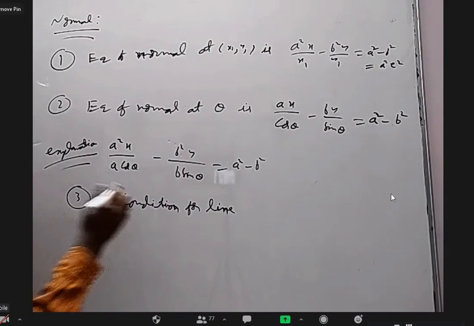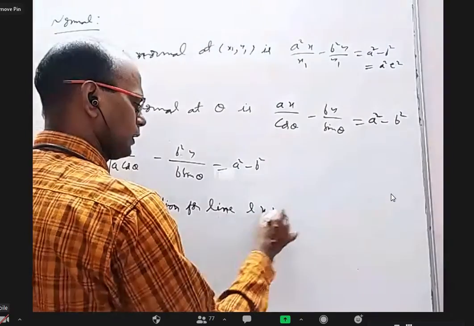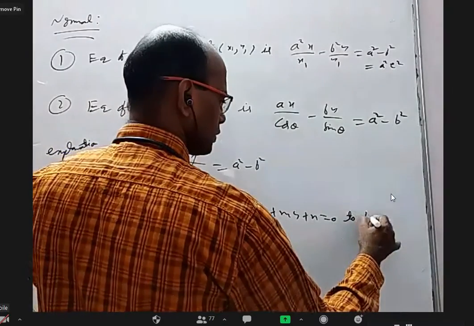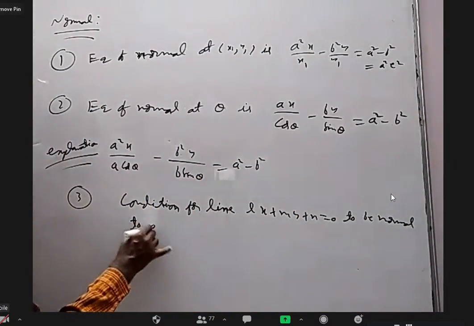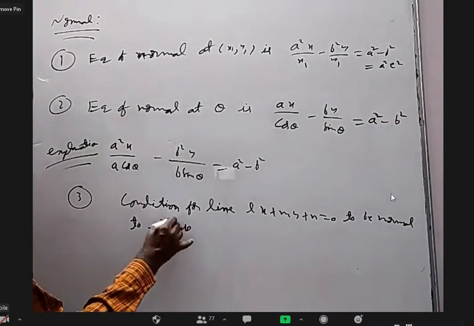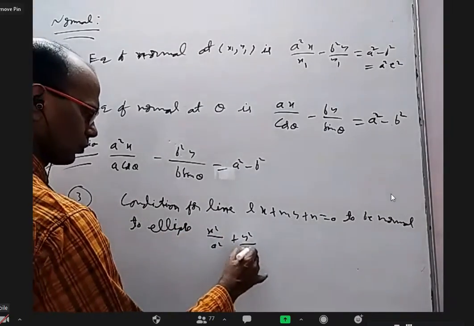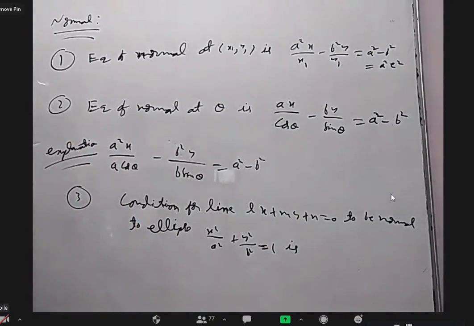Okay, condition for line lx plus my plus n equal to 0 to be normal to ellipse x square by a square plus y square by b square equal to 1 is. You try to get the condition instead of myself telling the answer.